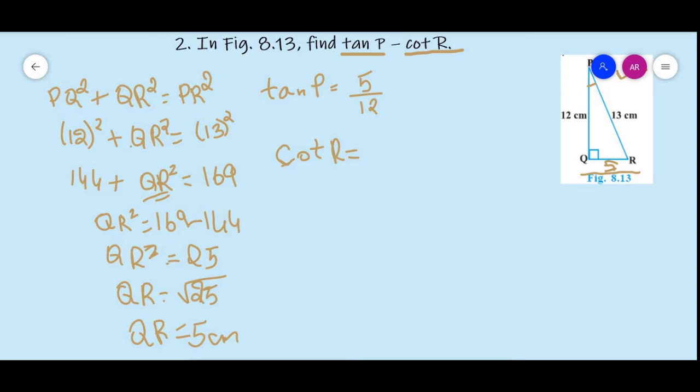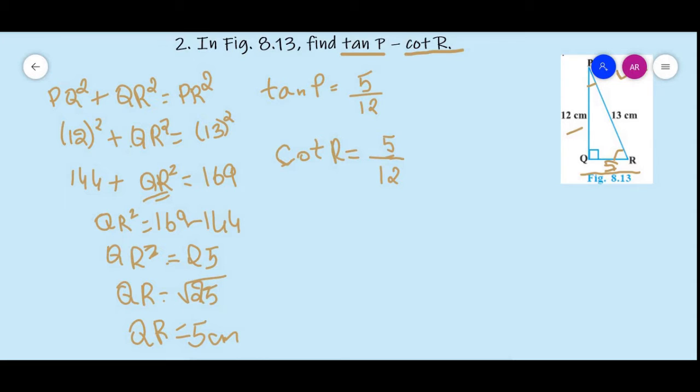So let's find the angle R. This is our angle R here. The trigonometric ratio cot theta is nothing but the adjacent side divided by the opposite side. So what is the adjacent side for angle R? It's QR itself, so it's going to be 5. And what is the opposite side? The opposite side is 12 centimeters. So it's going to be 5 by 12 again.